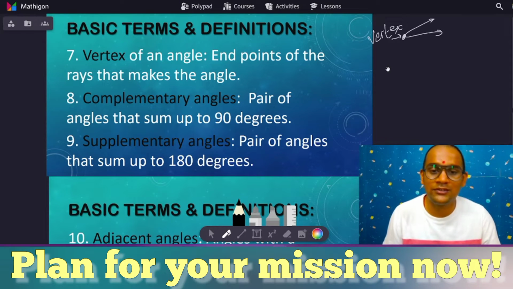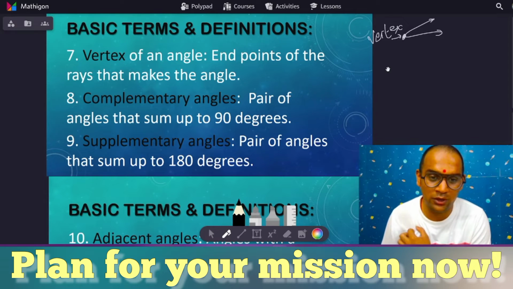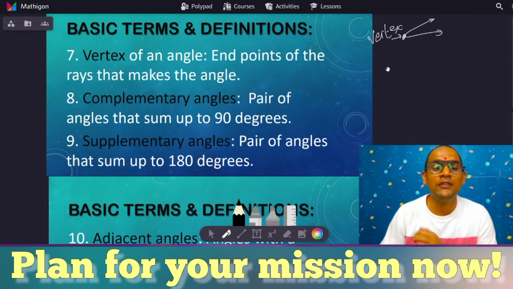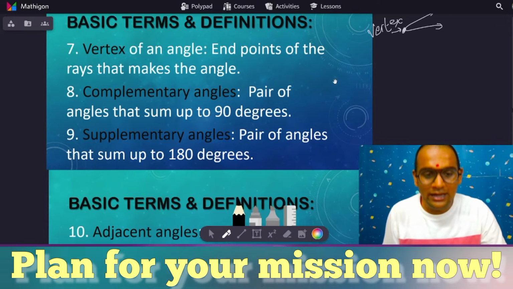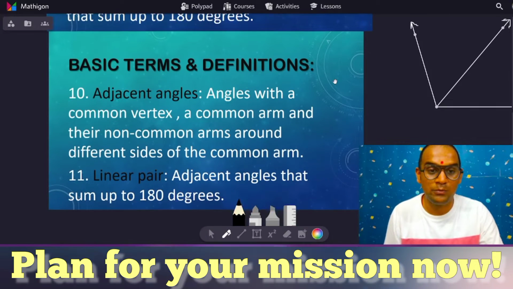Then we have something called supplementary angles. I'm very much sure you are very clear with this. So they are a pair of angles which sum up to 180 degrees. Then the next definition comes out to be adjacent angles.